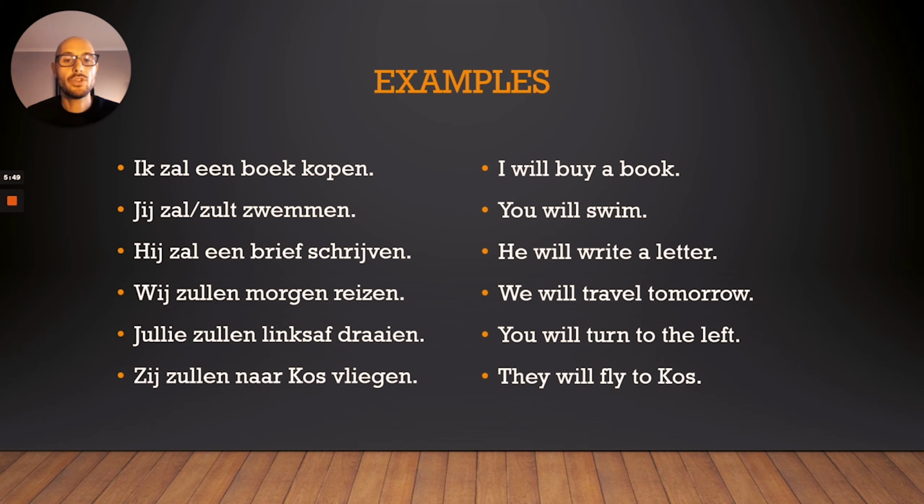Wij zullen morgen reizen. We will travel tomorrow. Okay? So in Dutch, again, morgen will be placed between your auxiliary verb and your infinitive, which goes at the end of the sentence always. Okay? Jullie zullen linksaf draaien. You will turn to the left. Zij zullen naar Kos vliegen. They will fly to Kos.